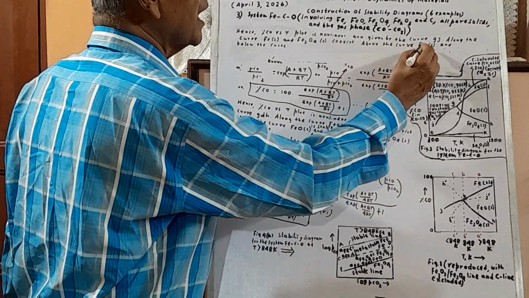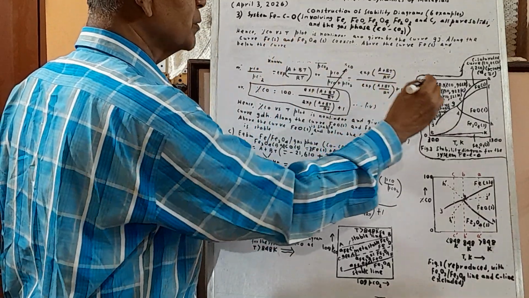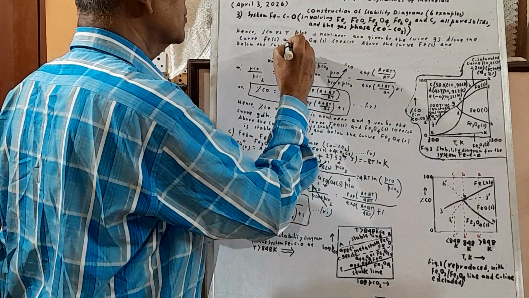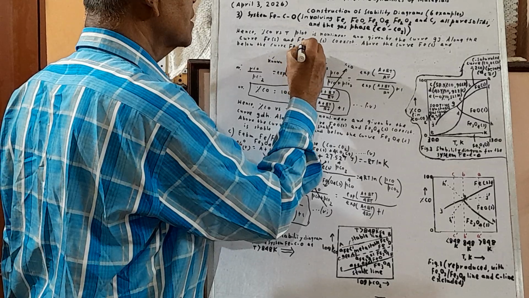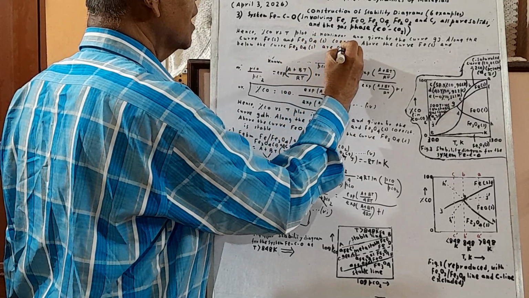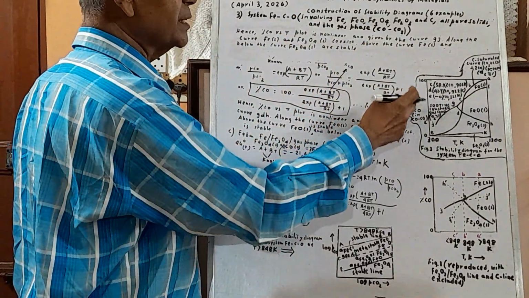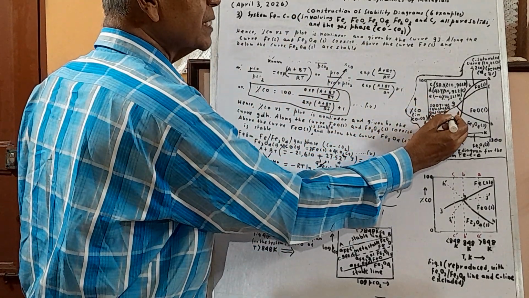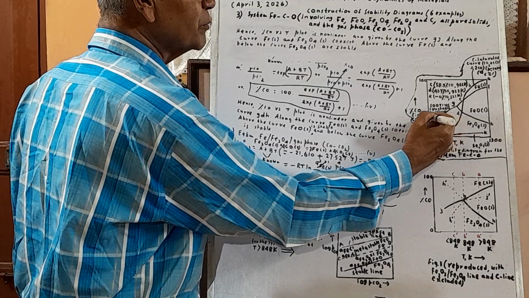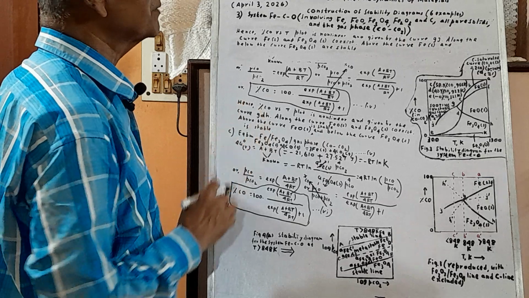Similarly, here above the curve Fe solid and below the curve Fe3O4 are stable, again along with the gas phase. Gas phase is given by this. So any point you are interested in, the gas phase is obtained from the composition on the y-axis. So you refer to the y-axis to get the gas phase. So this part is over.